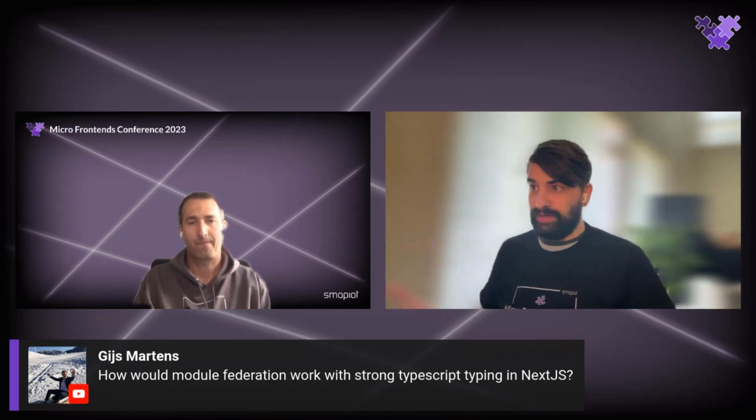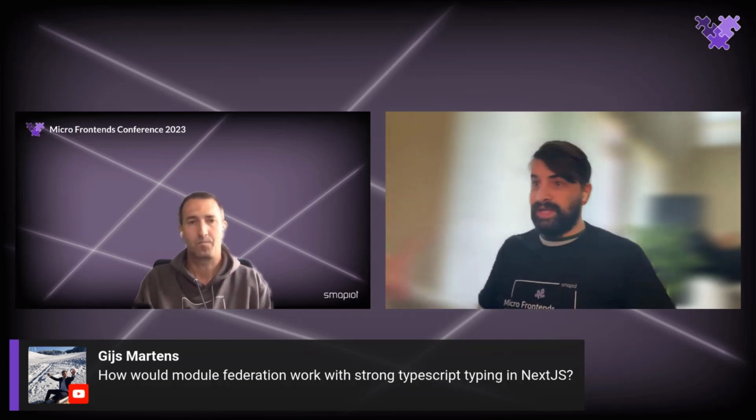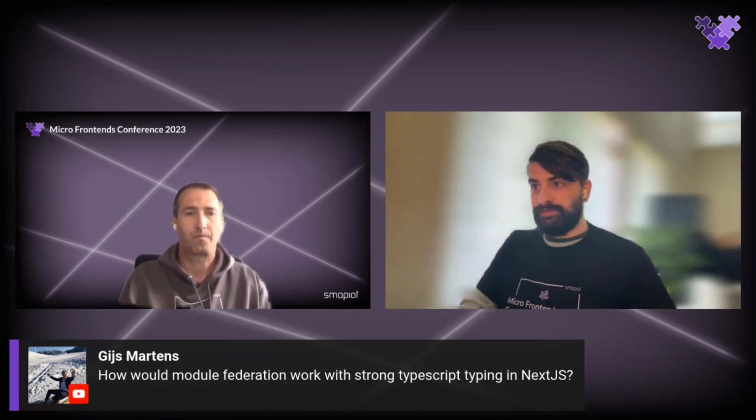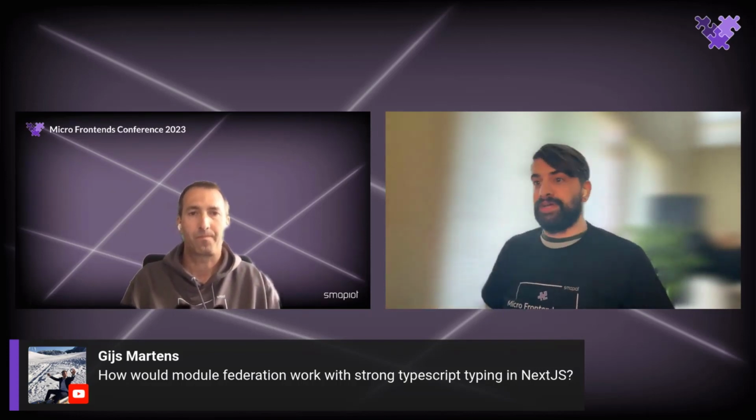So by running next dev, any types of any remote entries are synced on the fly, in a similar way that the remote entry is delivered at runtime. You're getting the types delivered at runtime to your environment as well. So they're always in line with the thing you're consuming.